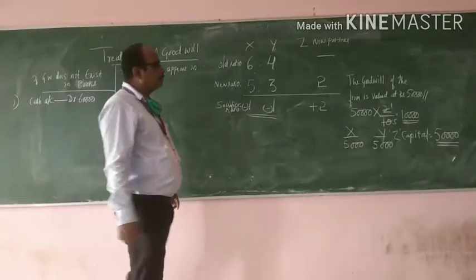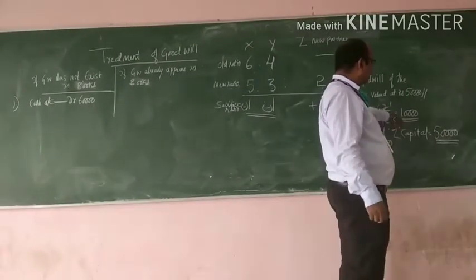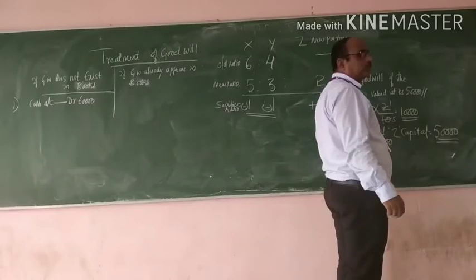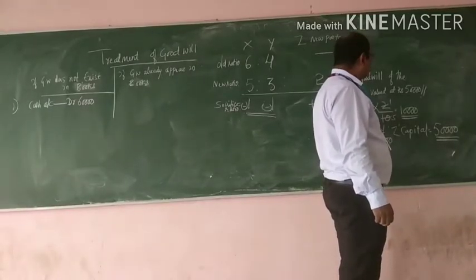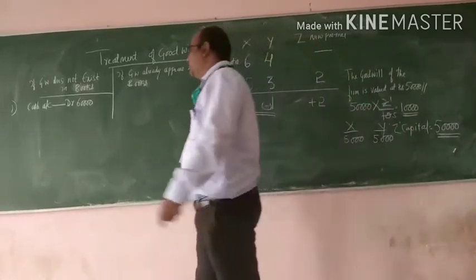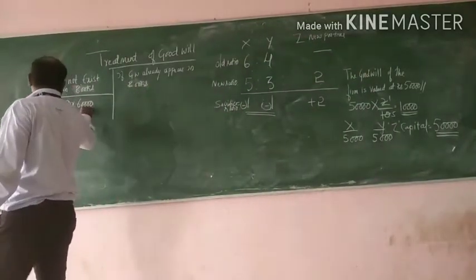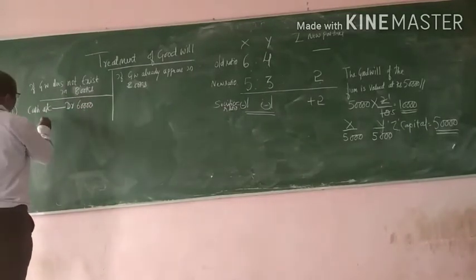He will not bring the full 50,000 goodwill. He will bring his share of goodwill. His share of goodwill is how much? 2 by 10 of 50,000. Because the goodwill of the firm is valued at 50,000 and his share is how much? 10,000. So he will bring only 10,000. So in this 60,000, 50,000 is capital and 10,000 is goodwill.